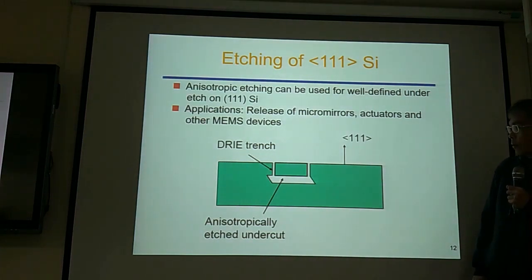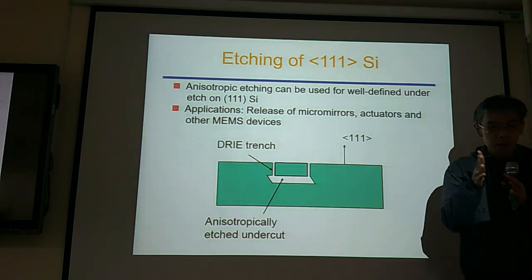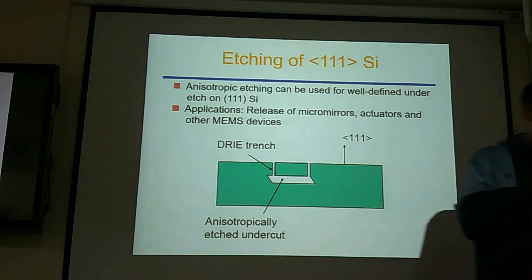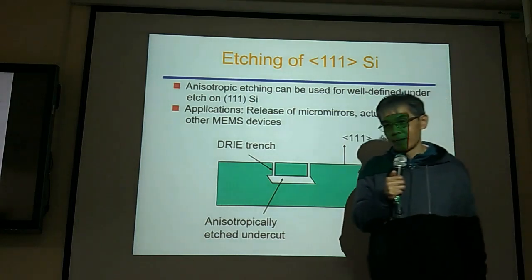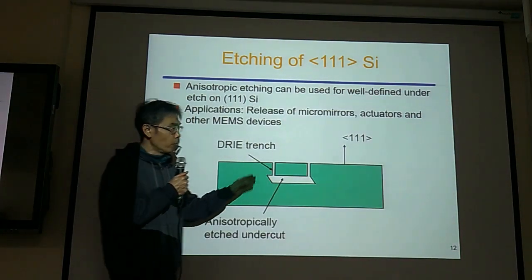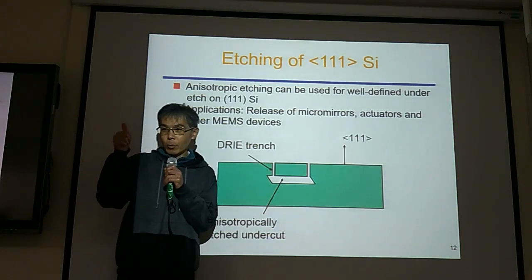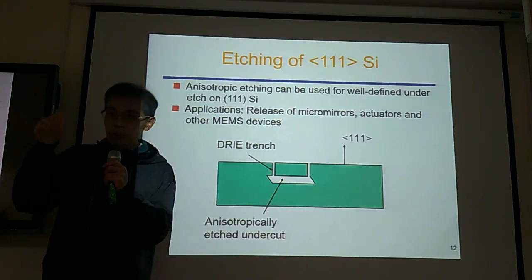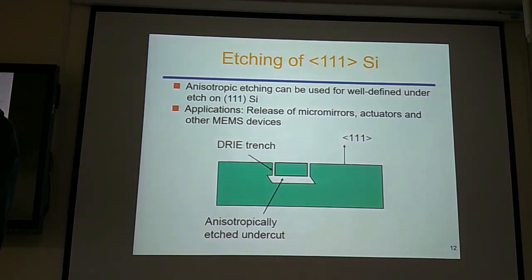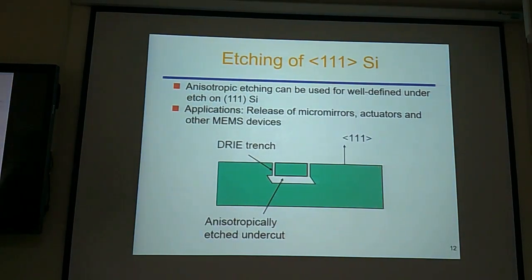Okay. So we know that the etching rate on 111 is the slowest. Remember we have a 111 surface, but in this 111 surface, it could be a 1 minus 1 surface. So let me explain a little bit.